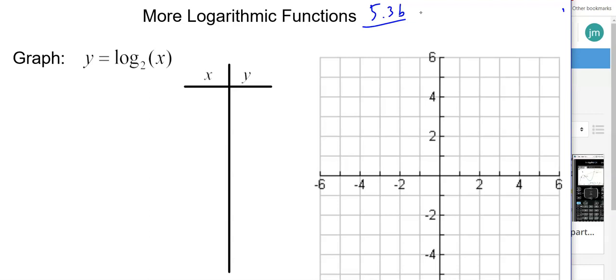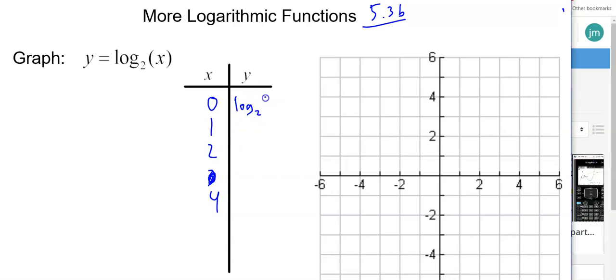So this is a parent graph. I need you to memorize a few of the points, actually only 1 point, but the behavior you need to know really well. So let's plug in some points here. Let's start with 0, 1, and 4. So this would be the log base 2.